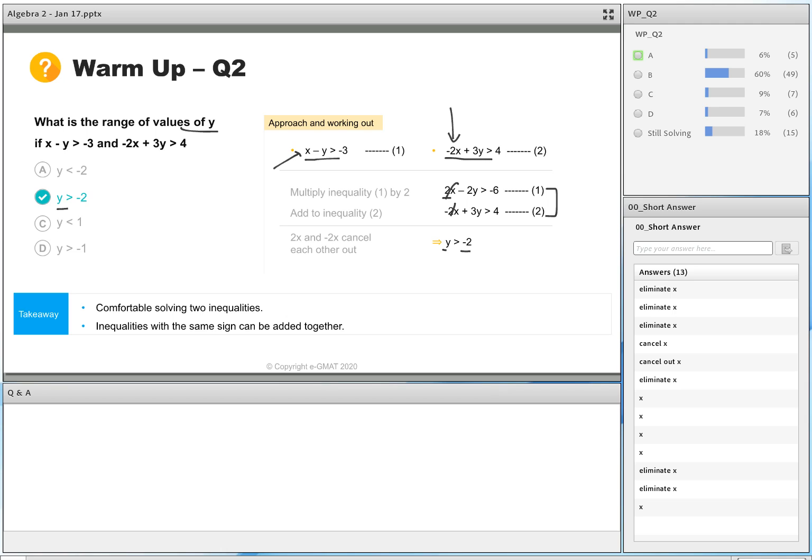The second thing, as you can see over here, is we added both these inequalities. Now, can we add any inequalities that we see? No. We can add those inequalities only if the sign of both the inequalities is the same. So inequalities with the same sign can be added together. If we have a greater than sign and a less than sign, we cannot add both these expressions. So this again is a very, very important takeaway for this question.